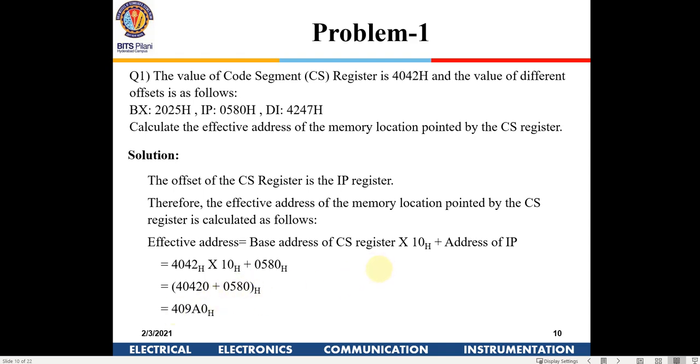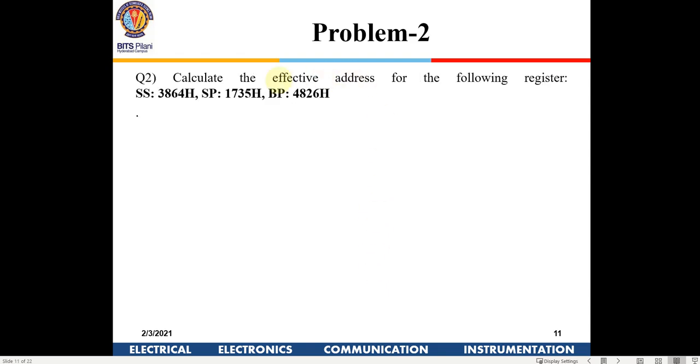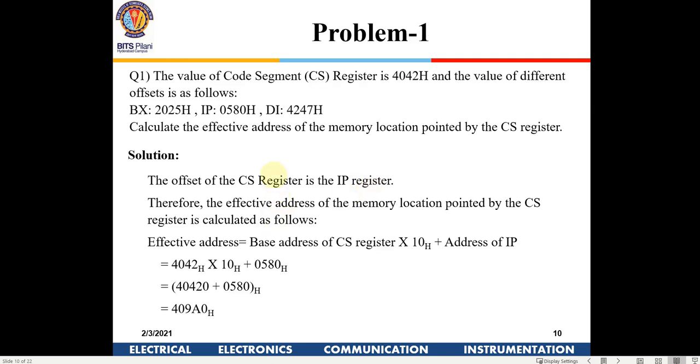This is going to be very simple. Now calculate the effective address for the following registers. This is the stack register and the stack pointer, and BP is also there. Now let me tell you one more thing. This code segment and this IP are the default combinations.